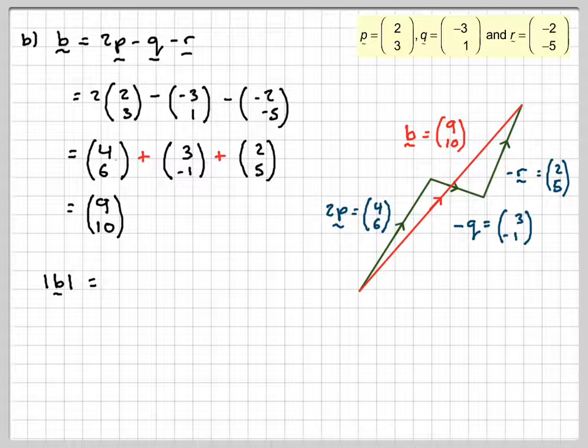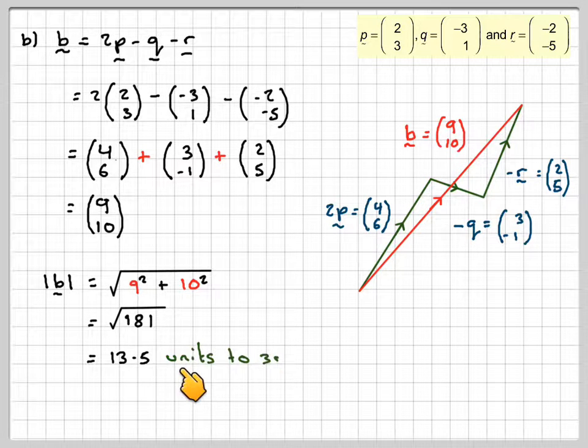Okay, so the magnitude of that is going to be, applying Pythagoras to this, the square root of 9 squared plus 10 squared. That gives me the square root of 181, which is approximately equal to 13.5 units to 3 significant figures.